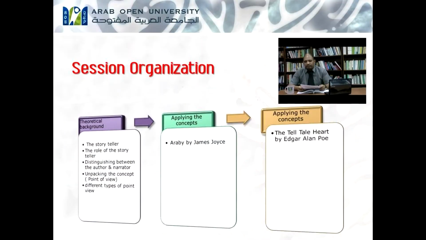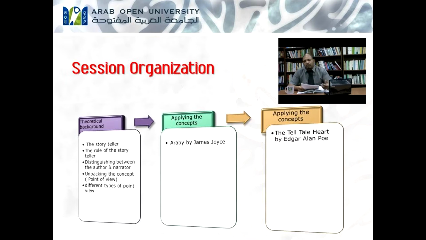Before we get started, let me share with you how I intend to cover this session. We're going to divide the session into 3 parts. The first part is going to be theory. I'm going to provide you with insights into what point of view means, the different points of view that we have.